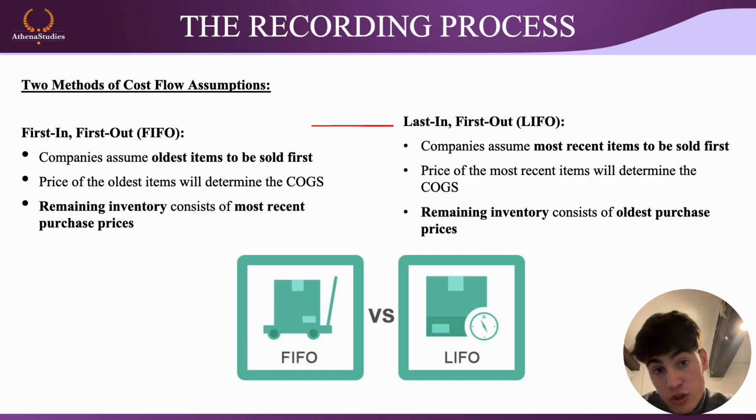LIFO is used in the US for companies that want to reduce taxes. For example, imagine that prices are rising and a company wants to reduce taxes. In order to report less inventory, they will use LIFO. Or for companies which have inventories that are not perishable. Okay, I assume this is clear. Let's go and see it.